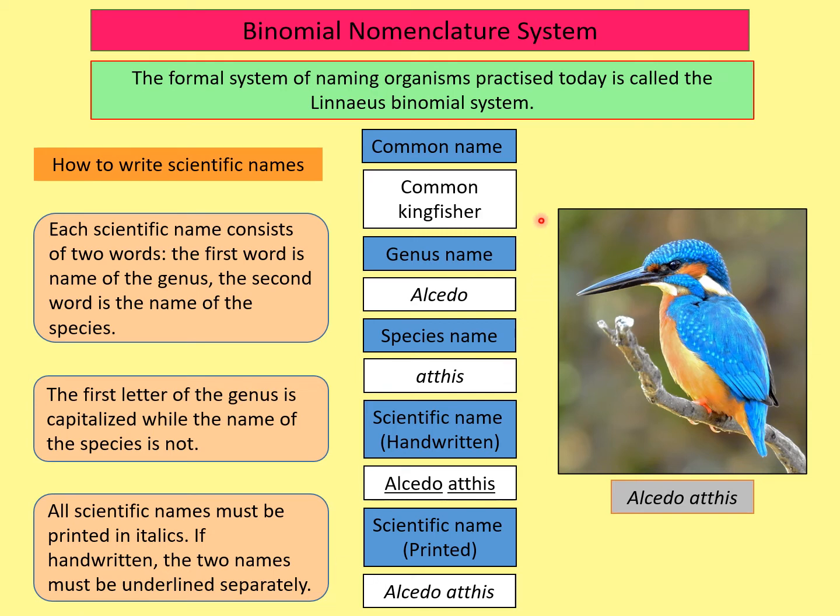Example here: the common name is kingfisher. The genus name is Alcedo and the species name is atthis. When a scientific name is handwritten, you need to do it like this: Alcedo atthis, underlined separately. When we print it, we need to use italics: Alcedo atthis, like this. This is how the kingfisher looks.